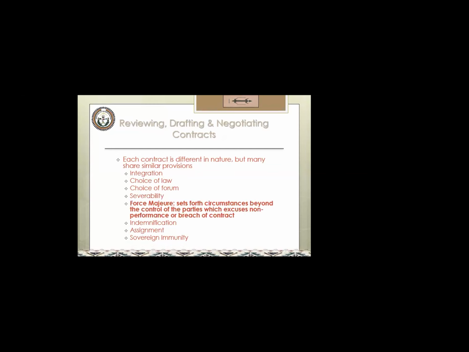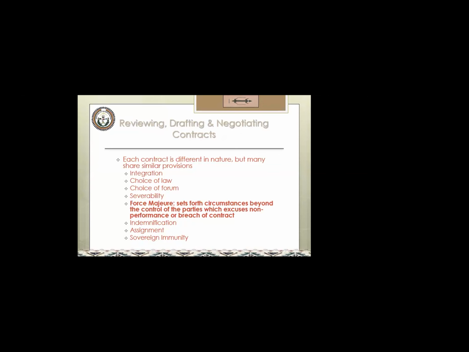Force majeure clause. You'll probably see this. This is the clause that people always talk about. It's the act of God clause, right? Basically, this sets forth circumstances that are beyond the control of either party, which excuses non-performance or breach of contract. And again, the key term here is acts of God, right? So you have a contract to deliver some products from Navajo Nation all the way over to New York. And let's say that there's some civil war that breaks out, right? And you are unable to make that delivery to New York.